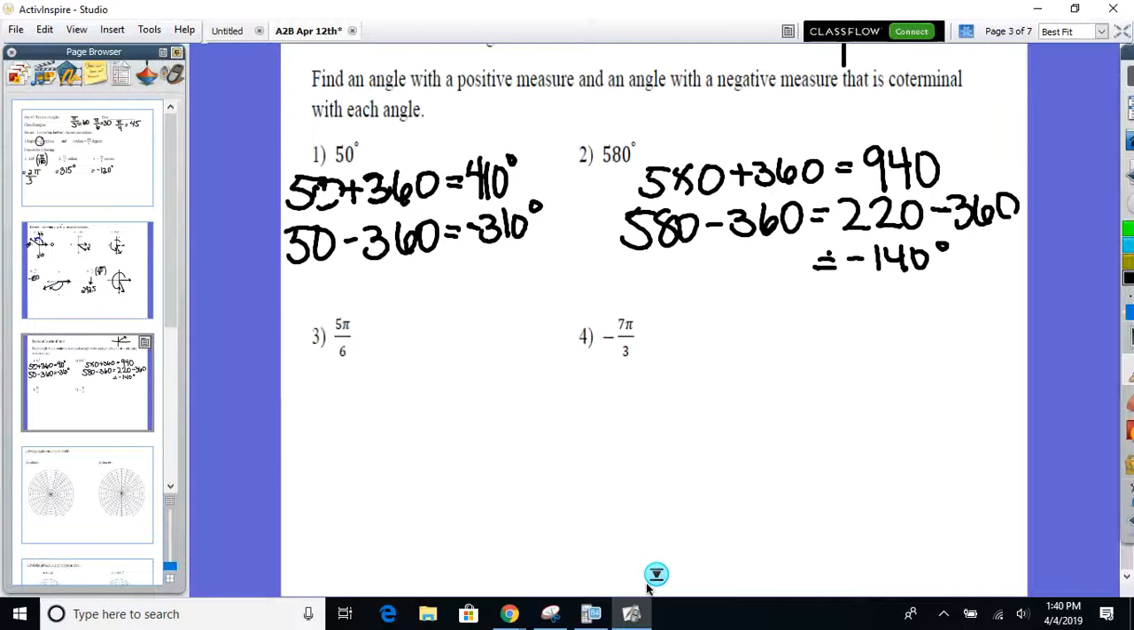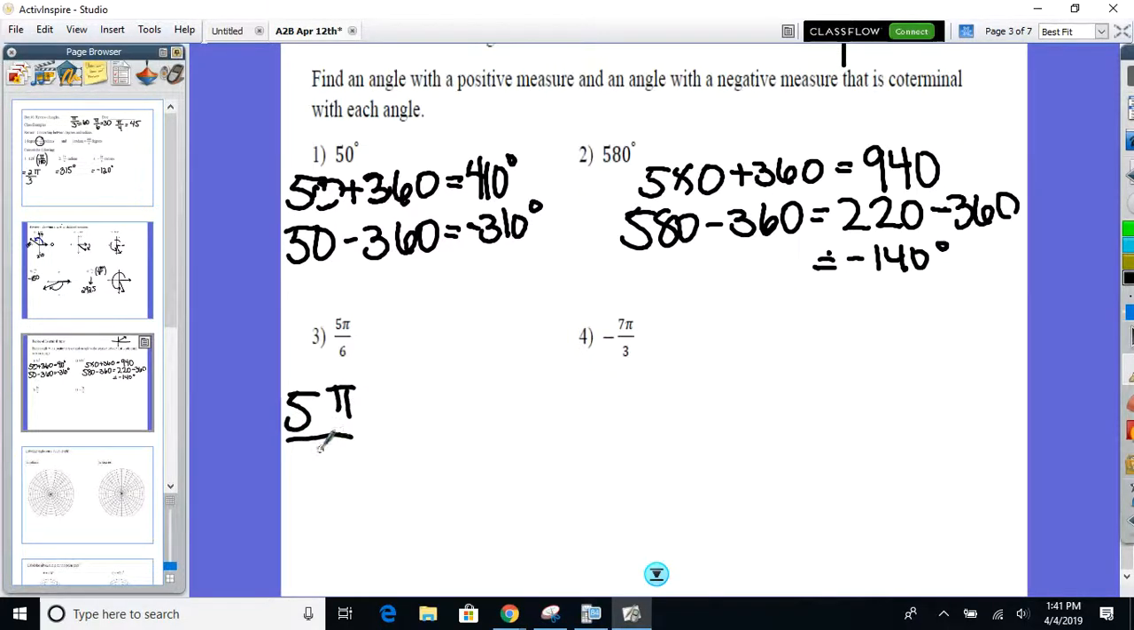Okay, 5 pi over 6. Ready? Hey, I do not want you to convert. You don't need to convert here. You're better than that. Watch. Here's why we're not going to convert and waste time. What did you add and subtract every time up here? 360. What's that in radians? Anybody remember 360? 2 pi.